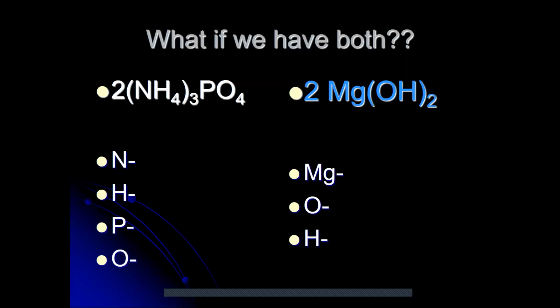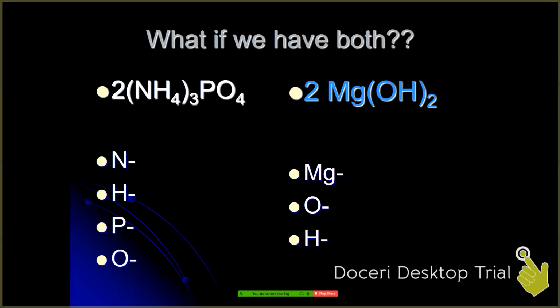All right, now we got the very last thing. Now we have what's called a coefficient, which are these large numbers. And a coefficient affects everything behind it. So that too affects my nitrogen, my hydrogen, my phosphorus, and my oxygen. So I need to figure out how many I have of each one based off of the other rules. And then when I get that total, I come and I multiply it by the coefficient.